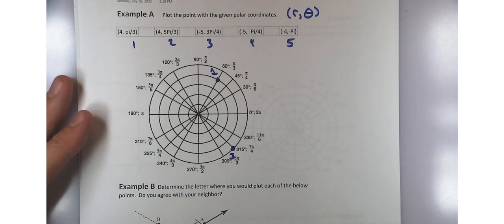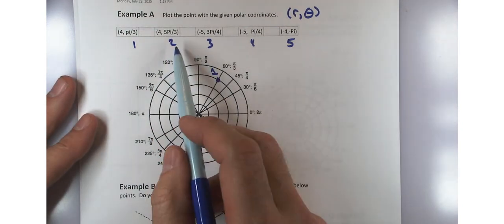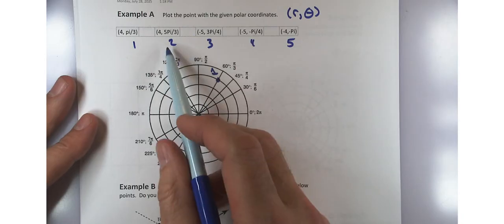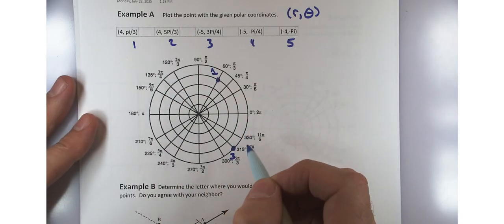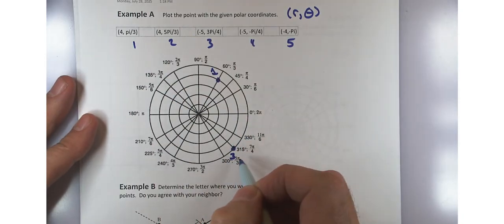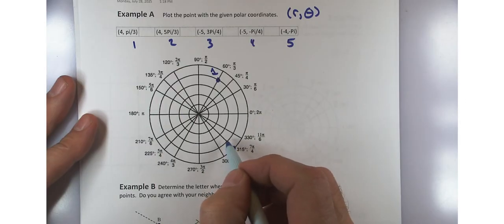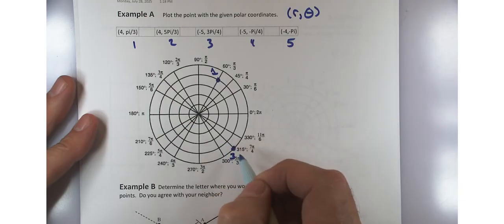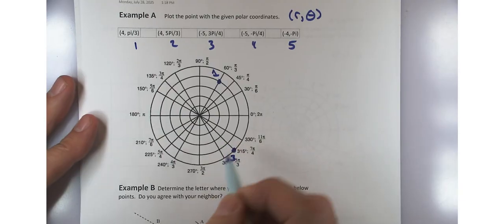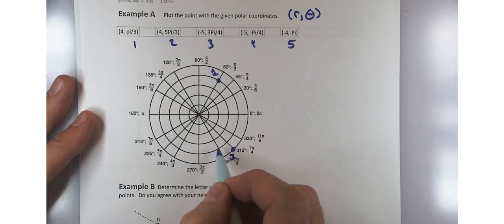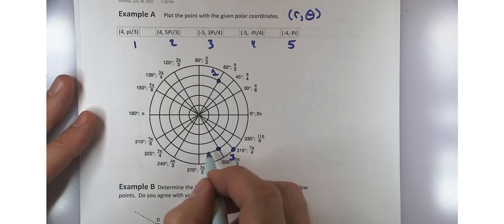Let's take a look at these. So for the second one, that's just 4 and 5 pi over 3. So 5 pi over 3, let's see. That's just going to be right here then, right? Oh wait, here we go, 5 pi over 3. Right there, so that's 2.